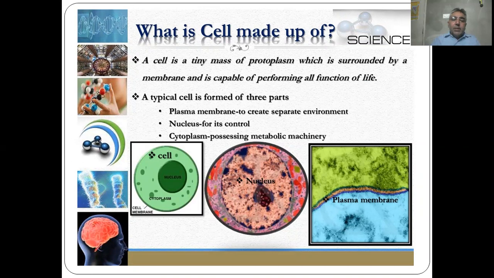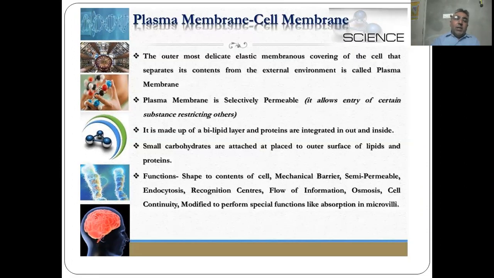functions of life. A typical cell has three main parts: plasma membrane to create a separate environment, nucleus for its control, and cytoplasm possessing metabolic activities or the metabolic machineries. In the starting of the chapter, I told you the three main functional regions of the cell, that is cell membrane, cytoplasm, and nucleus. The plasma membrane creates a separate environment, the nucleus controls all the activities of the cell, and the cytoplasm possesses the metabolic activities of the cell.